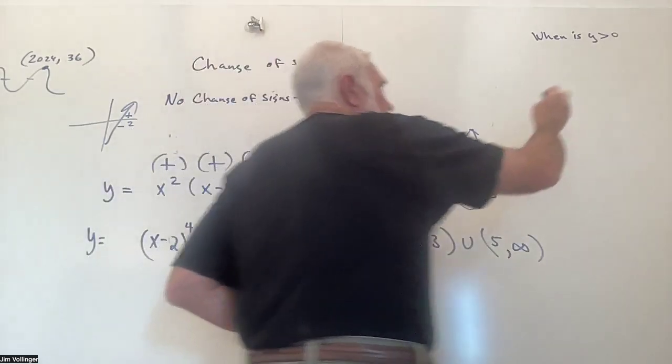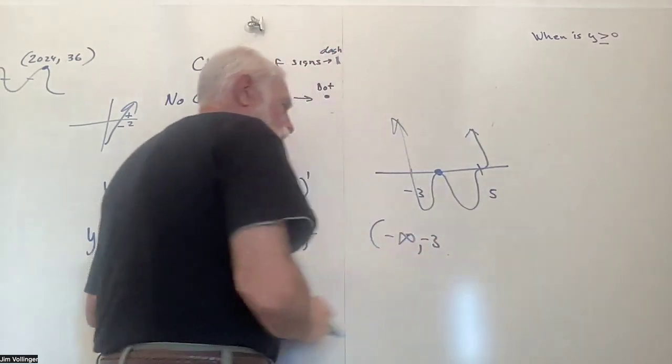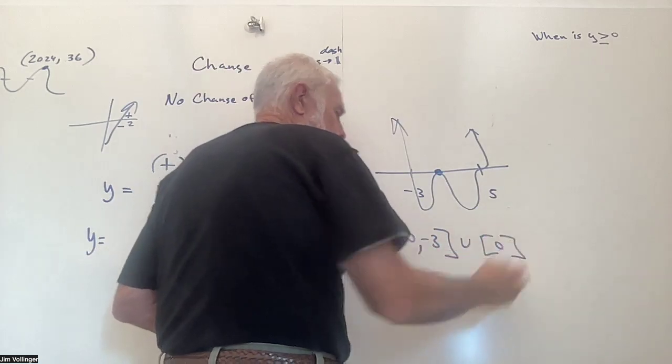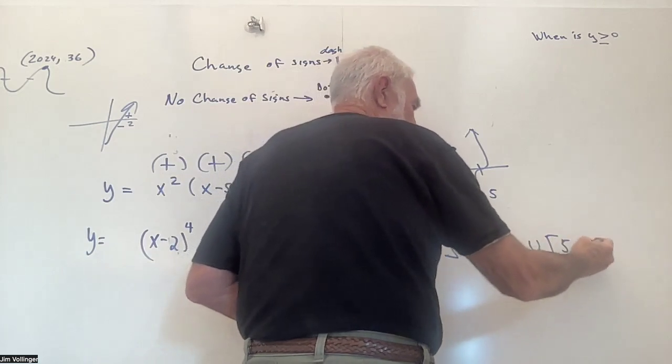Now, if I wanted it to be greater than or equal, let's do that now. Well, then -3 works. So does 0. Brackets show that they do work. So does 5 to infinity.